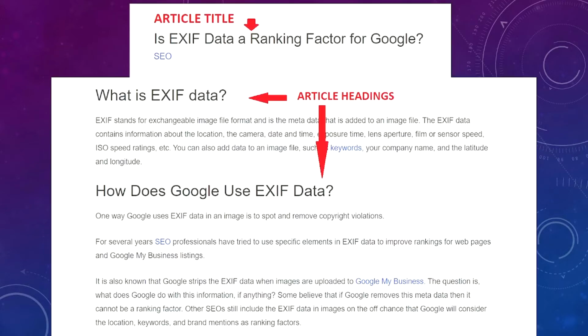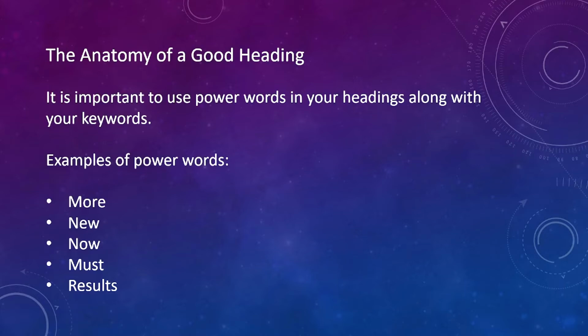So headings can also improve SEO by utilizing keywords in the content and in the headline. It's also important to have a headline that will grab their attention. It's important to use power words in your headings along with your keywords. These types of words are designed to convey a positive sentiment or emotional response from the reader. So here's some examples of some power words. More, new, now, must, results. There's a lot more than that, but these are just a few of them.